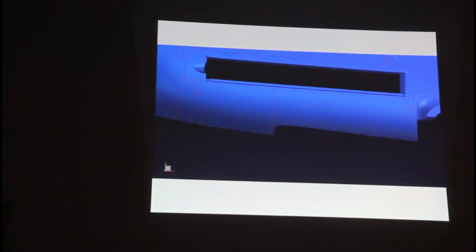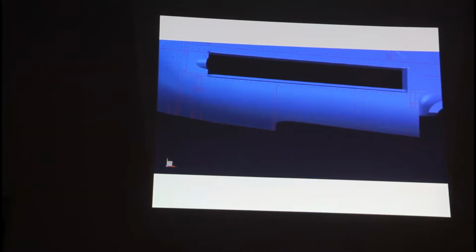And the last step in design is the panel lines and the rivets.